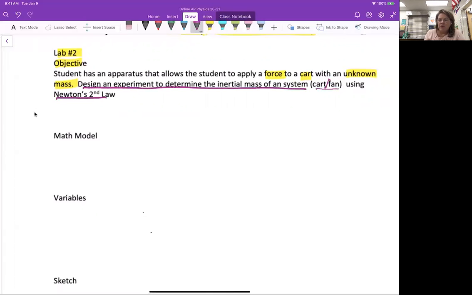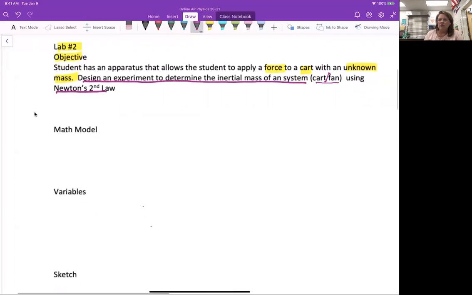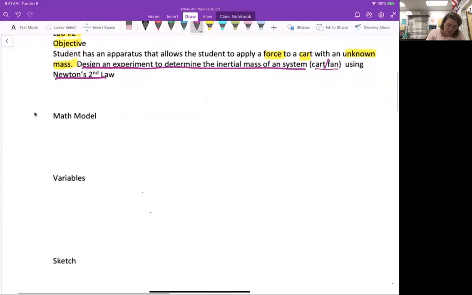So there's the objective. I want to design an experiment to determine the inertial mass, and I have given you the physics principle. And I'm telling you the first step you need to do is find a math model. Find an equation that contains the item that we're trying to find, which is inertial mass, and I've given you the physics principle. Okay, so let's write Newton's second law.